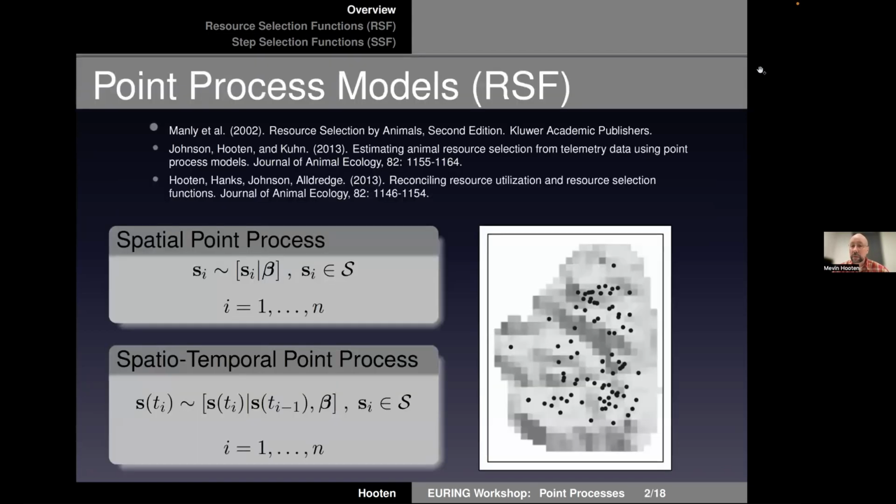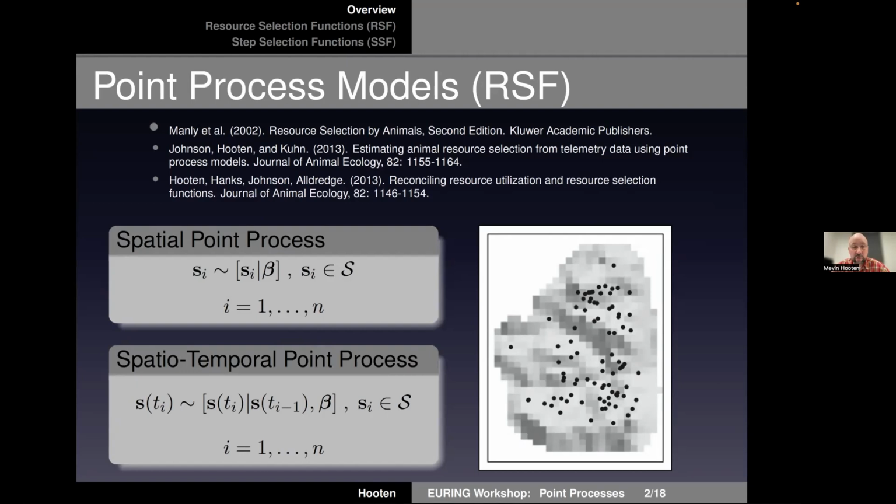Okay. So let's go back. Let's return to this concept of a point process model and what it is. So remember, here there's a position, let's say S. This is, again, a coordinate in space, the space of interest. S that's indexed by I for telemetry fix I. So imagine that you had n telemetry fixes. In other words, a measurement or a recording, an observation of where the individual was of interest over some period of time.